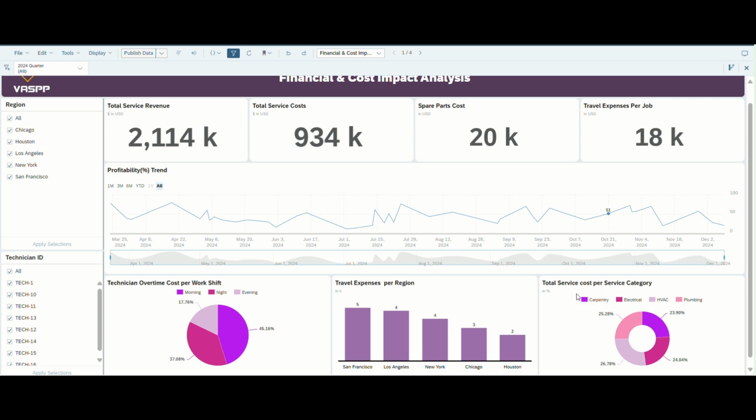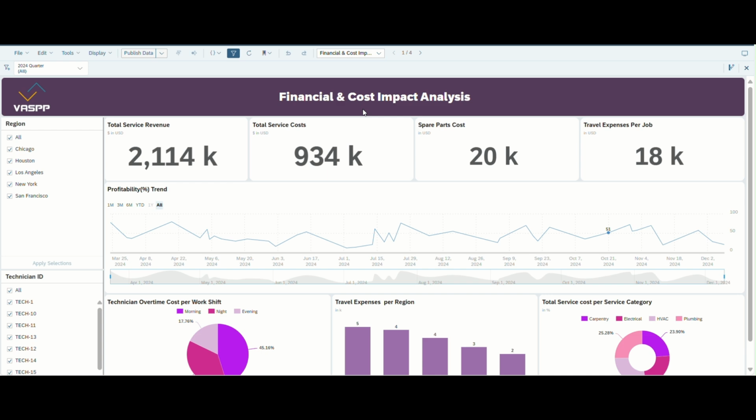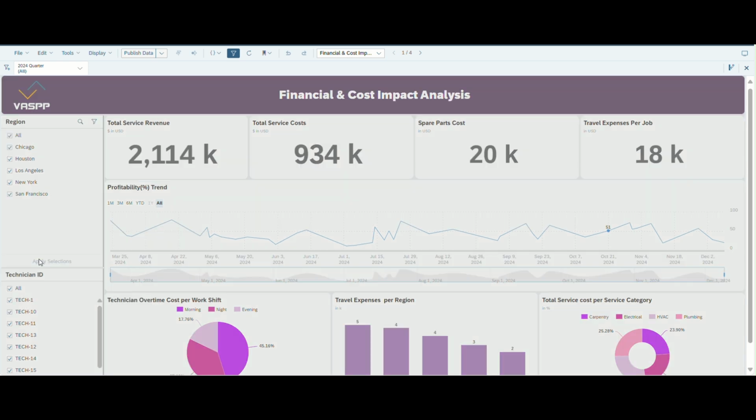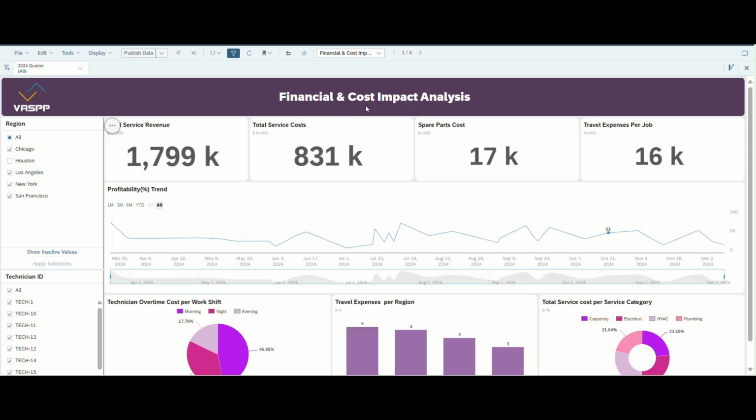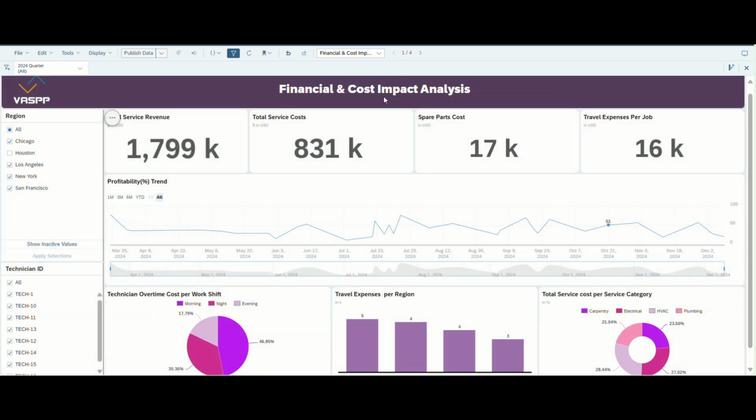To sum it all up, this dashboard is not just a financial tracker. It's your strategic command center for optimizing service delivery costs and enhancing profitability. It enables teams to move from reactive budgeting to proactive cost control, identifying where you're spending the most, why, and how to improve. Whether you're overseeing budgets, managing technicians, or leading service operations, the Financial and Cost Impact Analysis Dashboard gives you the real-time clarity to drive smarter, more profitable decisions.